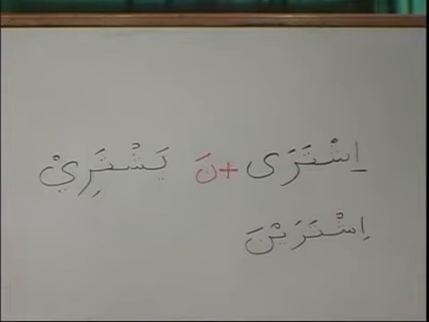We will do the majzoom form later on, brother and sister. So if I say yashtari, ishtari, tashtari, ashtari, nashtari. Very good, brother. So ishtaraina, ishtaraita, ishtaraytuma, ishtaraytum, ishtarayti, ishtaraytuma, ishtaraytunna, ishtaraytu, ishtarayna. We must also remember that this Hamza, brother and sister, is Hamzatul Wasal.